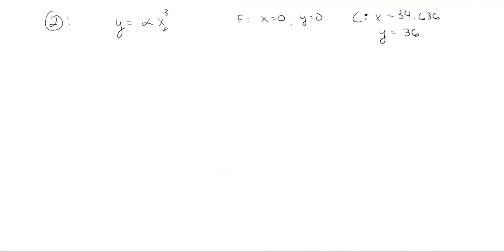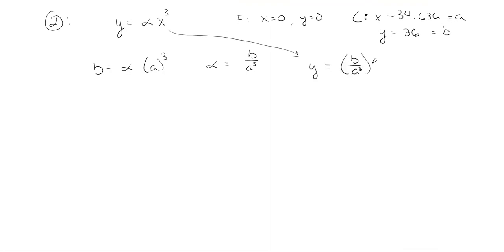Well, as with the same equation as before with shape number 1, if you were to actually plug in 34.636 and 36 over here, you're not going to get nice numbers out of this y equation. So let's keep everything in variable form again, and let's set this to point A, and this to point B. But we still have to find out what alpha is in those terms. So B is equal to alpha times A cubed, so alpha is just going to be B over A cubed. Then my y equation becomes y equals B over A cubed, x cubed.